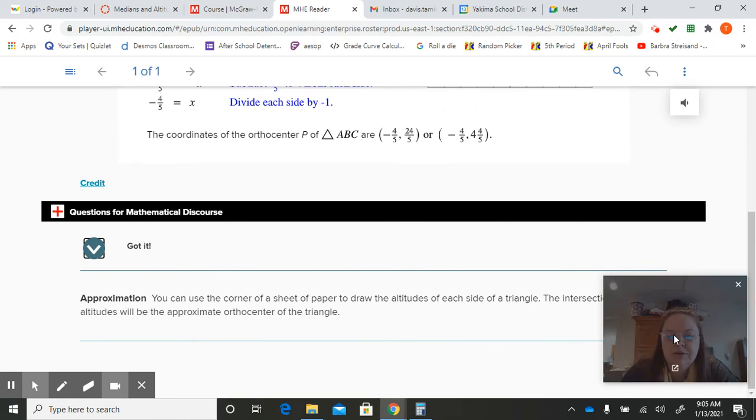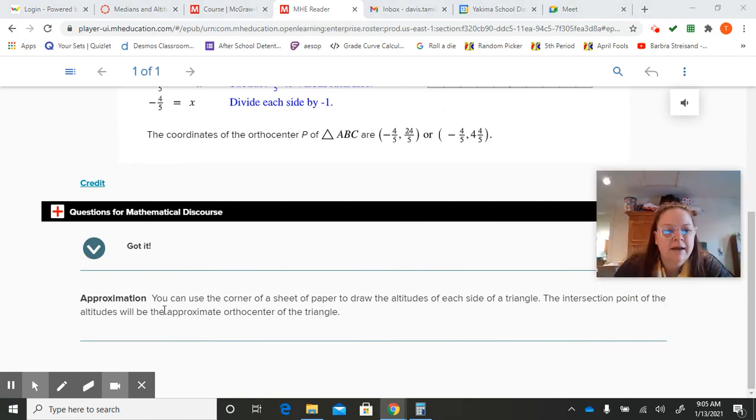And your study tip, I know this video is a little long, I apologize. You can use the corner of a sheet of paper to draw the altitudes of each side of a triangle. The intersection point of the altitudes will be the approximate orthocenter of the triangle.